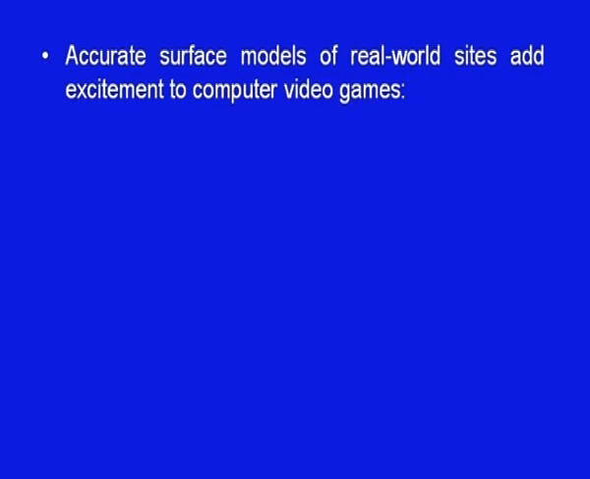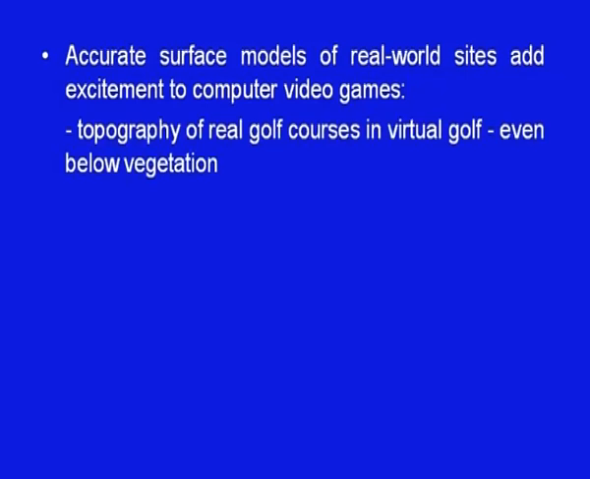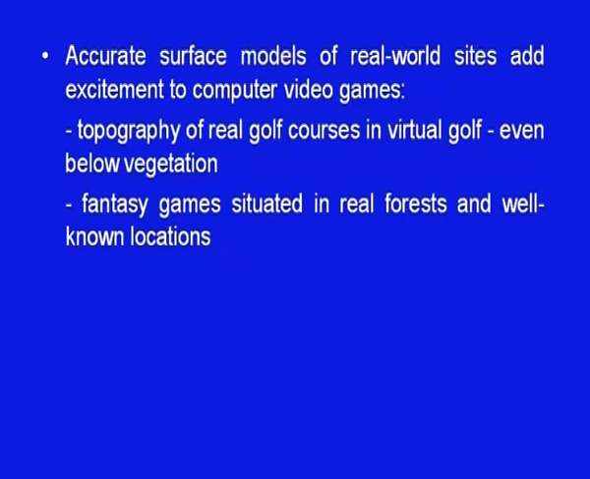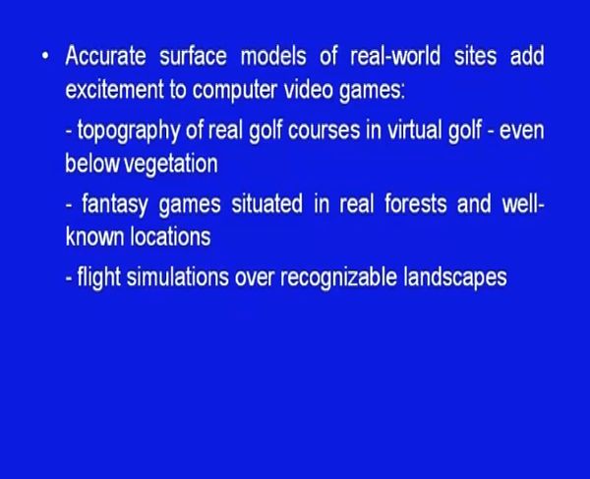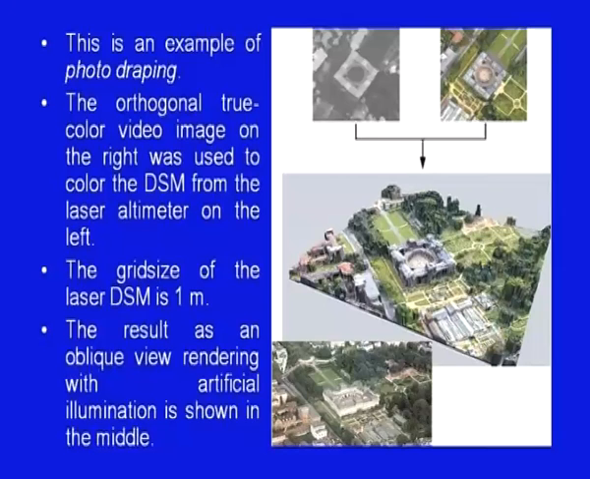Accurate surface models of real world sites add excitement to computer video games. Topography of real golf courses in virtual golf games, even below vegetation, fantasy games situated in real forests and well-known locations, flight simulation over recognizable landscapes, and eye-catching visual effects involving neighborhood landscapes enhance the appeal of advertising media to local customers. This is an example of photo draping, commonly carried out in the area of multimedia.